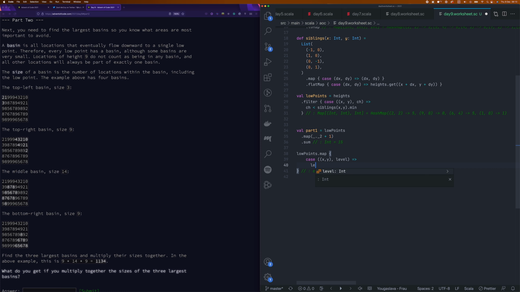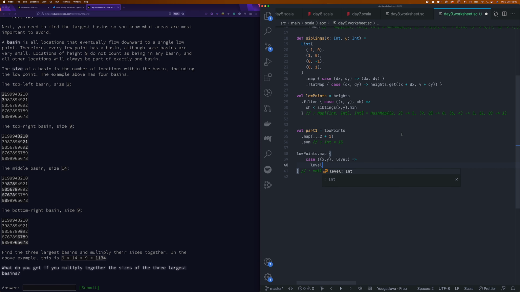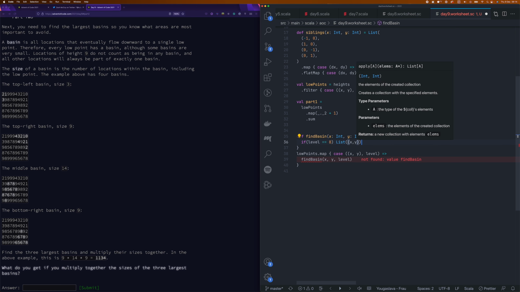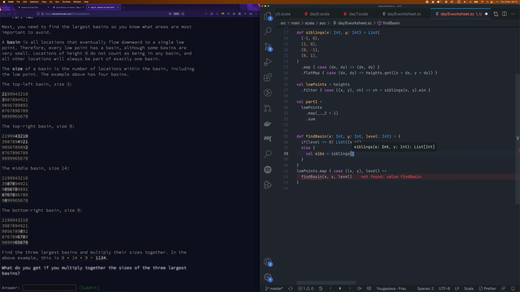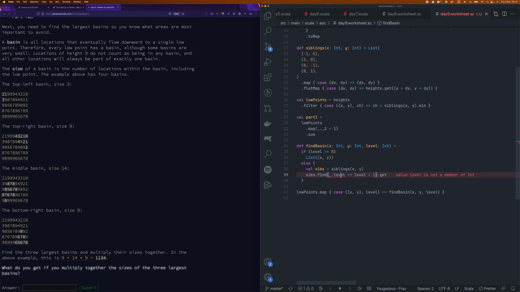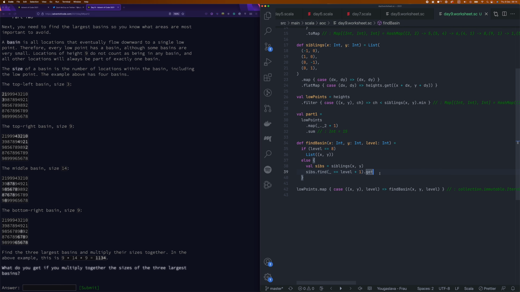So the idea was that for every low point, I would basically find its whole basin. So find basin would take the position that we're currently at and the current level of the water, and we would basically find all the siblings of the current position where the level was the current level plus 1. And I now know this was not the right way to do it. However, it worked with the example, so this confused me for quite a while. Anyway, if the current level was 8, then I would just return the current position because nothing else could ever join my basin, because that would have to be a 9.